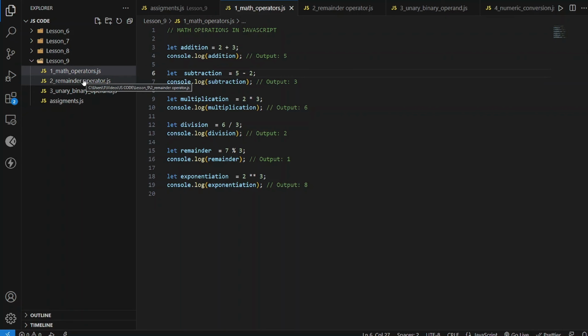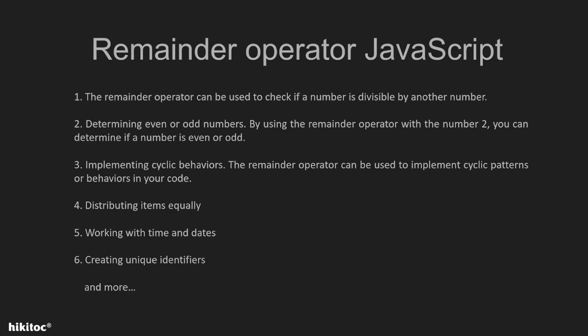While JavaScript follows standard math rules, it is important to understand the remainder operator and its applications. The remainder operator serves several purposes, including checking divisibility and determining whether a number is even or odd. It's frequently used in cycling behaviors and various JavaScript operations.